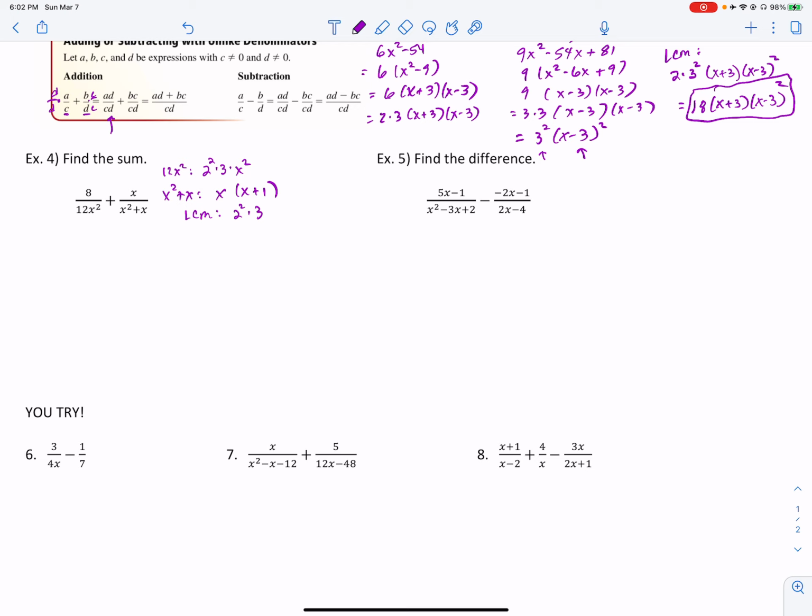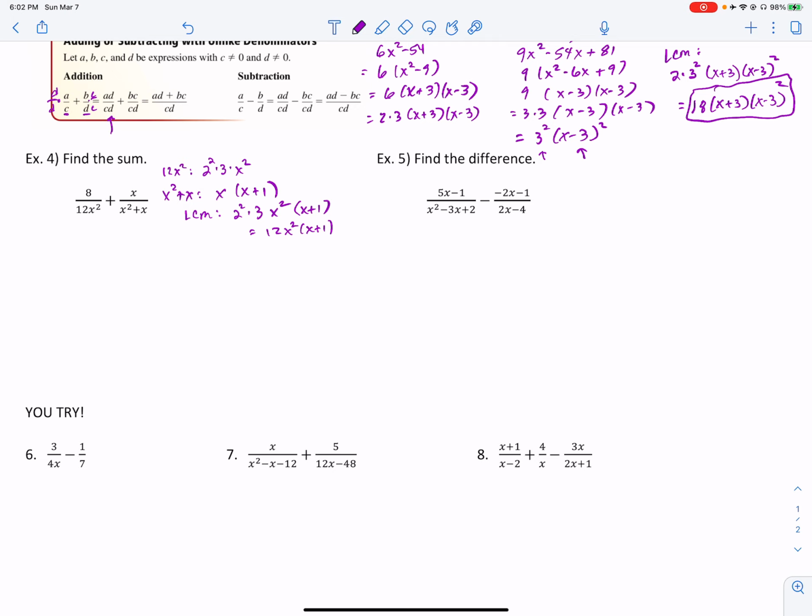And then I see x in each of those, but in the first one it is squared, so I'm going to need to use x squared. And in the second one I have an x plus 1. And so my least common multiple here, which is going to be my least common denominator, is going to be that 12x squared times x plus 1. You don't want to get one that's too big, more than what you want, because then you're going to have more simplification to do at the end, and it's going to be harder.